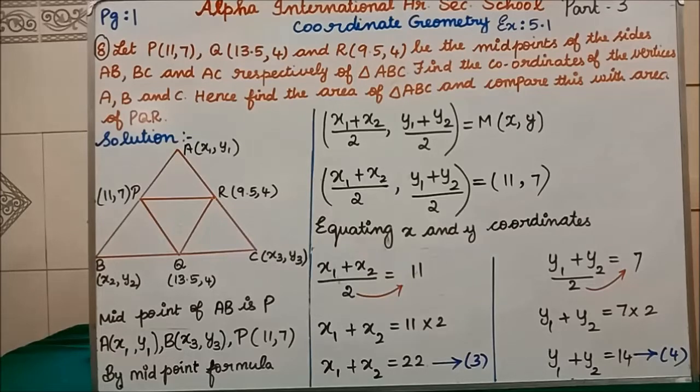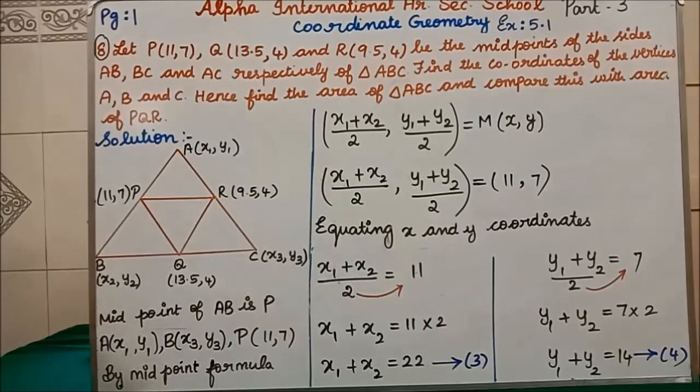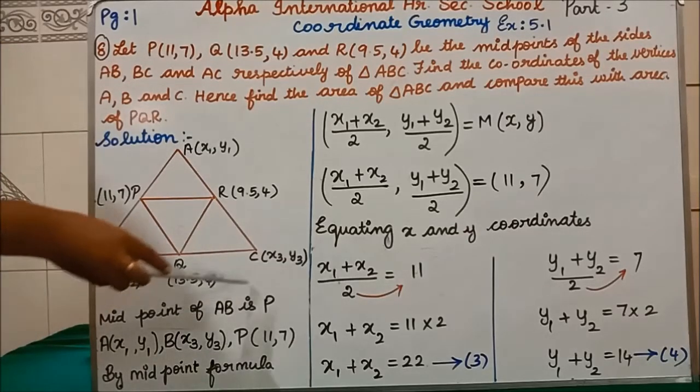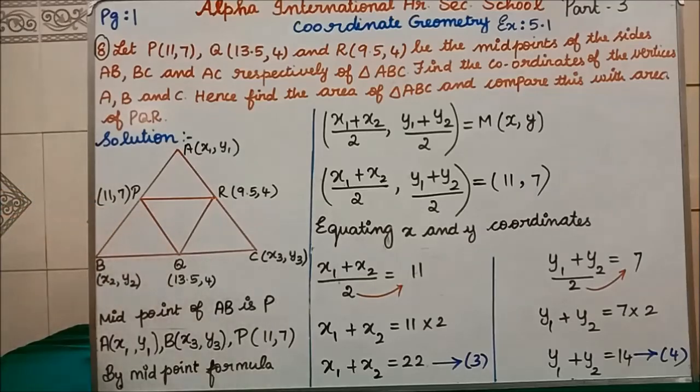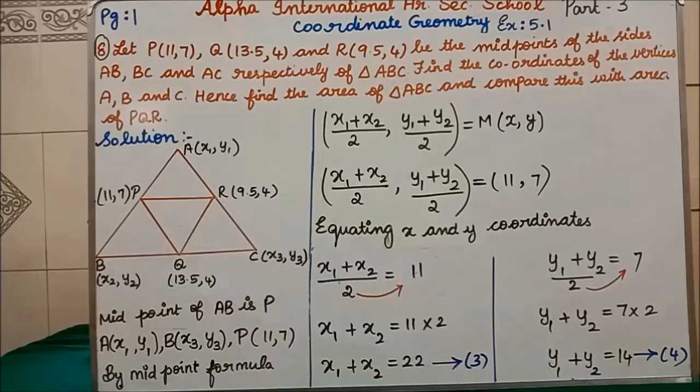See the 8th question. Let P(11, 7), Q(13.5, 4) and R(9.5, 4) be the midpoints of the sides AB, BC and AC respectively of triangle ABC. First, up to this I will explain. In the side AB we have the midpoint P, in the side BC we have the midpoint Q, and similarly in the side AC we have the midpoint R. They are given in the question.